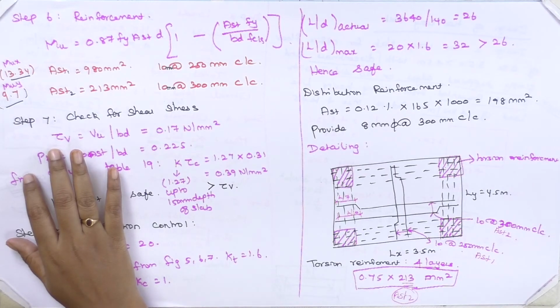Let me come to the concluding part of my lecture today. We have seen what is meant by slabs, how they are classified based on the aspect ratio, then how to design a one-way slab and how to design a two-way slab.